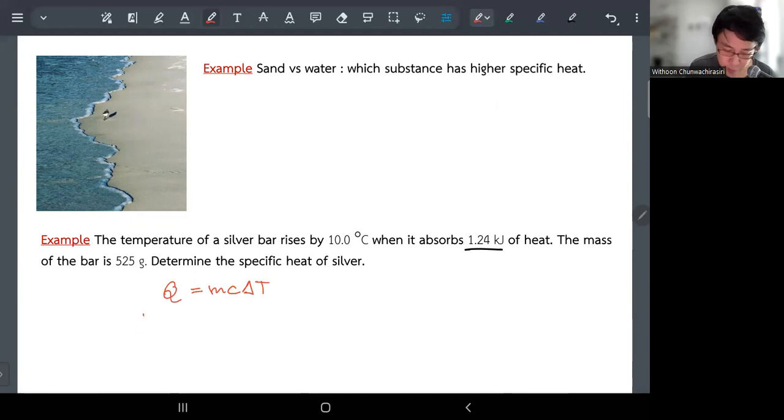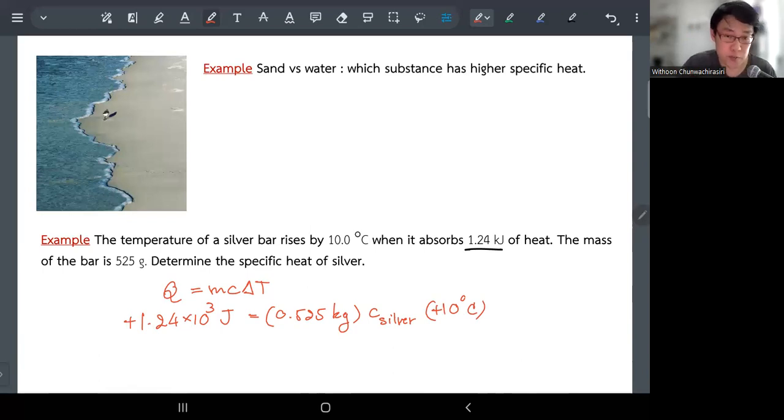Heat is 1.24 times 10 to the third joules. The mass, don't forget to turn it into kilograms, so you divide it by 1,000. C is what you want, the C of the silver. And delta T, definitely it's going to be 10. Even though in your head they're both positive here, because we assume that it's absorbed. It means the heat of this much is transferred to the object, so the temperature is going to be raised by 10 degrees. From here, you will be able to figure out the C of the silver, and you're done.